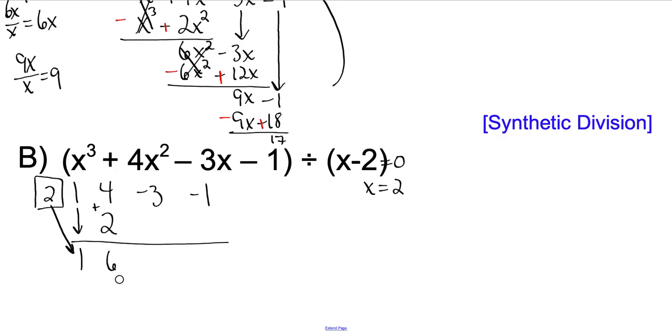Whatever I have down below my line, that's what's multiplying by the 2 in the box. So 6 times 2 is 12, negative 3 and 12 is a 9, 9 times 2 is an 18, 18 and negative 1 is a 17.